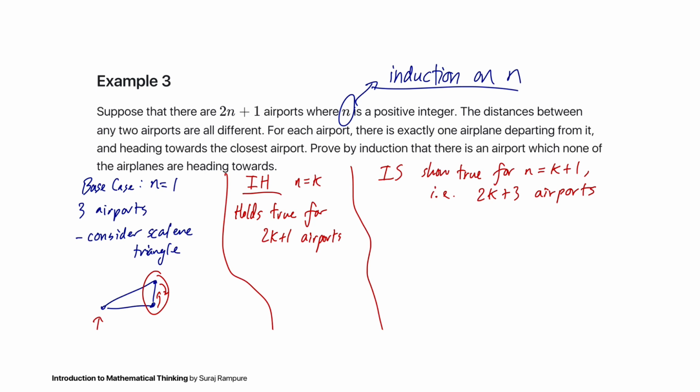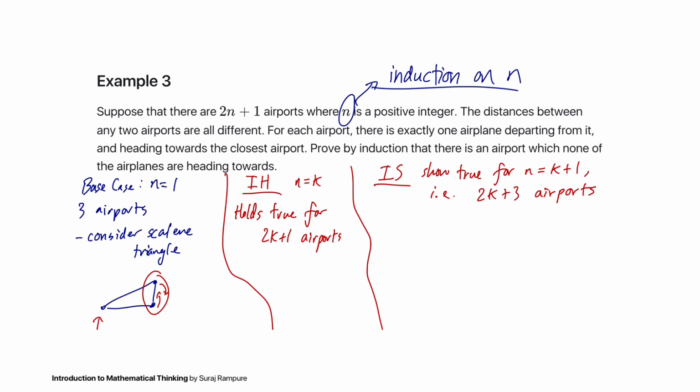Now, how can we show that it's true for some set of 2k plus 3 airports? So this question is slightly different than any of the ones we've done before. Before, we started only with the information in our induction hypothesis and added or rearranged terms until we got to our inductive step, right? We started with, I don't know, the sum of the first k Fibonacci numbers and then added the k plus 1th Fibonacci number to both sides. Okay, but we're going to do something different here.